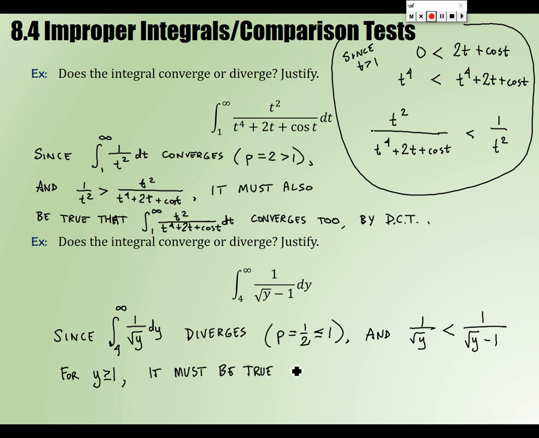It must be true that our integral diverges by DCT, something like that. We have a function that is always greater than another function whose integral diverges. So our integral must diverge too.